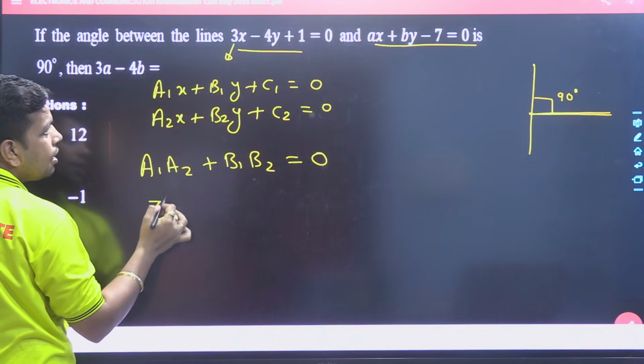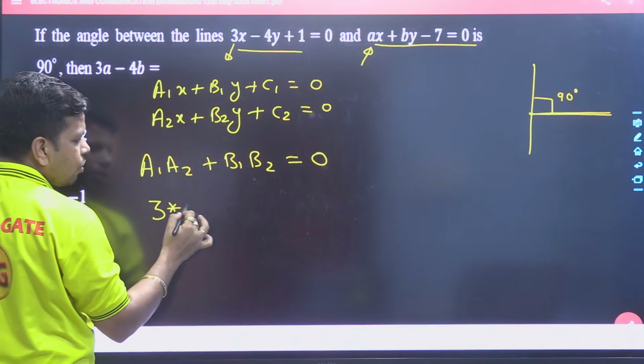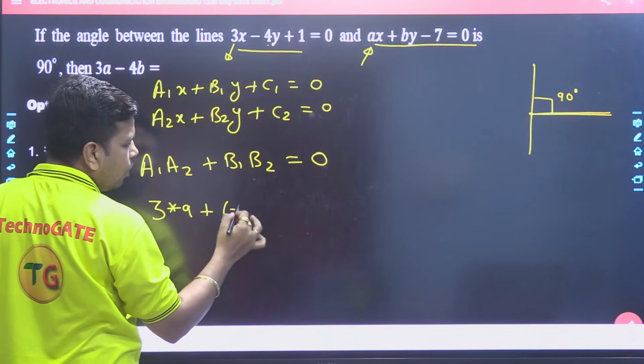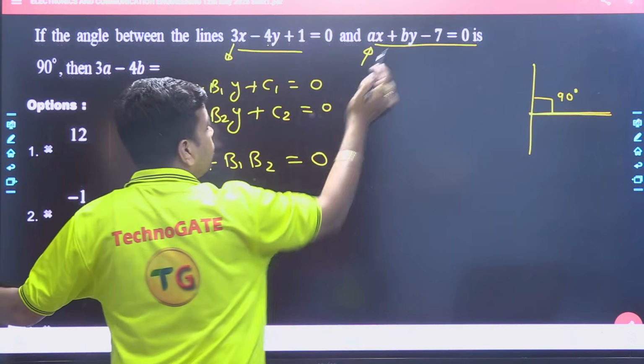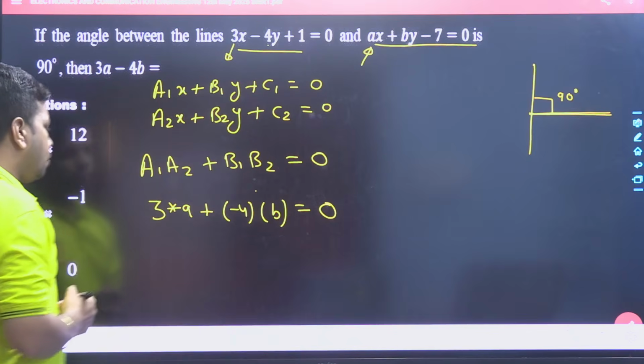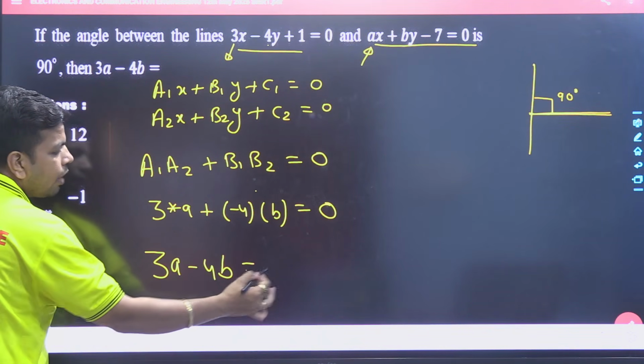Let's see, if we compare this, what is the value of a1? That is 3. What is the value of a2? This is a, so 3a, plus what is the value of b1? That is minus 4. What is the value of b2? This is b, equals to 0. So 3a minus 4b equals to 0.